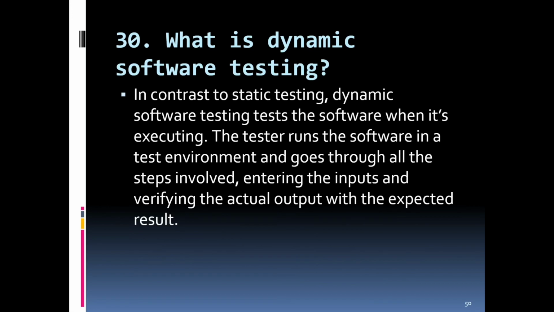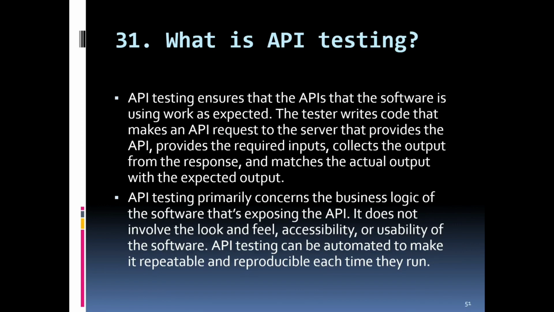So what is dynamic software testing? Basically, I have put all these things together, alpha, beta, static, dynamic, QA, QC, so that you can come to know the difference between them. In contrast to static testing, dynamic software testing tests the software while it is executing. The tester runs the software in the test environment and goes through all the steps involved, entering the input and verifying the actual output against expected results.